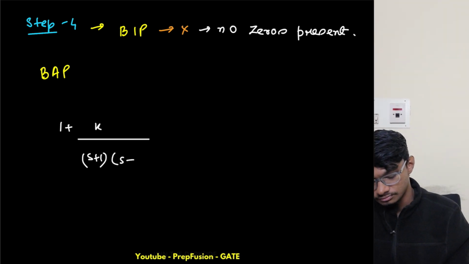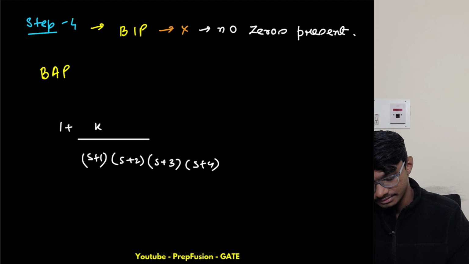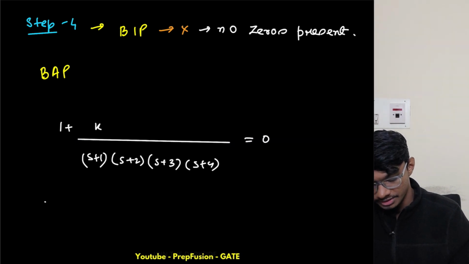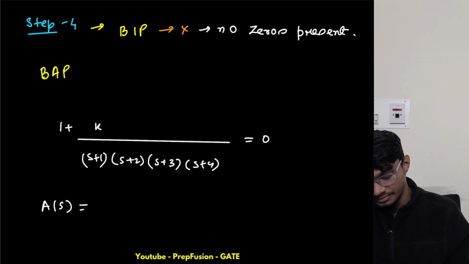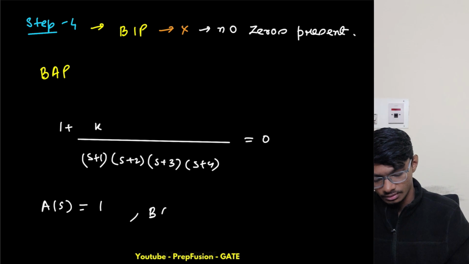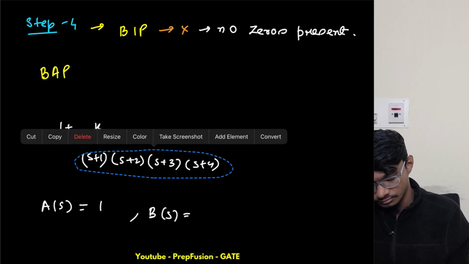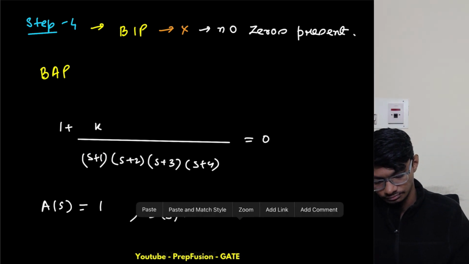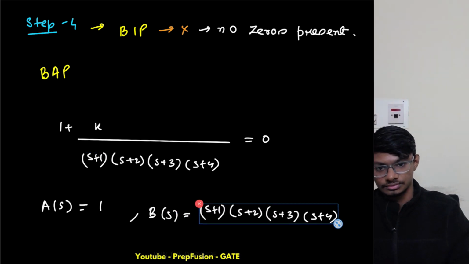So this is my G(s)H(s), right? At the end, what is my A(s)? A(s) is 1 only, right? A(s) is 1. And what is my B(s)? B(s) is this one, right? B(s) is this one.